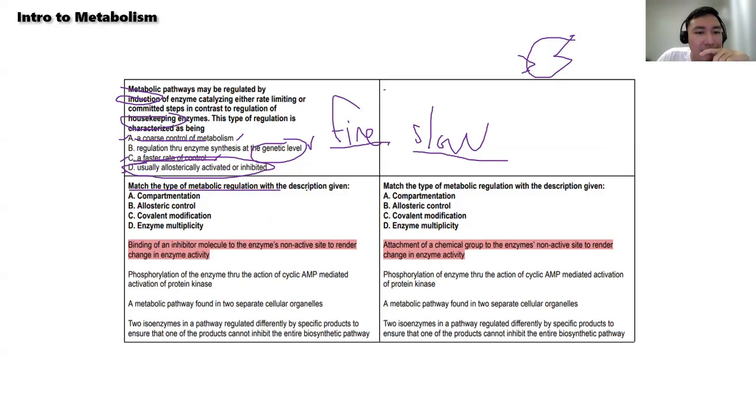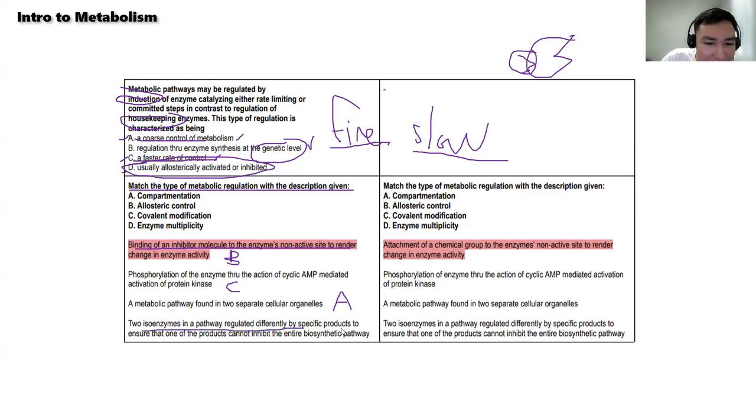And last, match the type of metabolic regulation with the description given. So, binding of an inhibitor molecule to the non-active site, that's allosteric control, di ba? Phosphorylation of the enzyme is a covalent modification. Reversible, irreversible? Pag phosphorylation, that's reversible. Bakit? Kasi pwede mo namang i-dephosphorylate. Next, metabolic pathway found in two separate organelles, syempre, compartmentation. Naka-compartmentalize yung metabolic pathways mo, naka-compartmentalize yung enzymes.